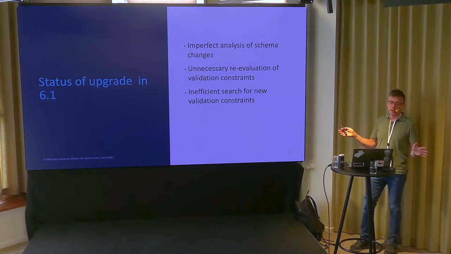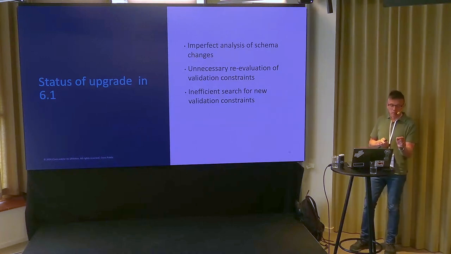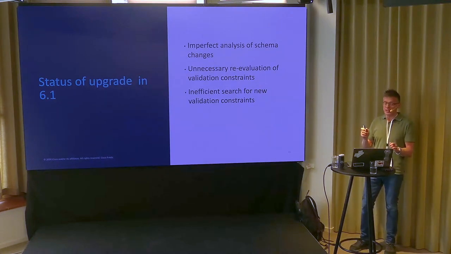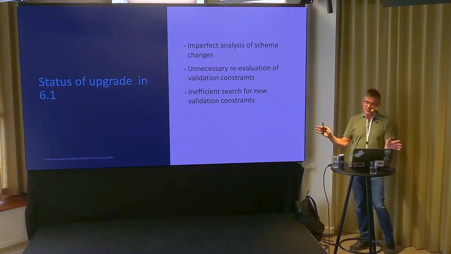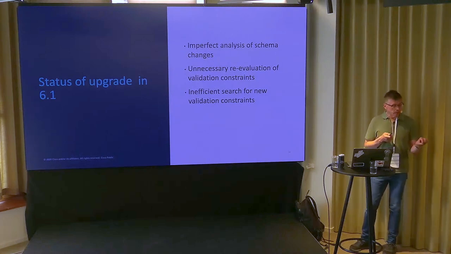And we didn't have any way to decide whether or not we should re-evaluate a specific validation constraint. So we basically always re-evaluated every validation constraint, which of course is expensive. Also, we didn't have any means to detect whether or not we had a new validation constraint in a newly added subtree of YANG nodes.